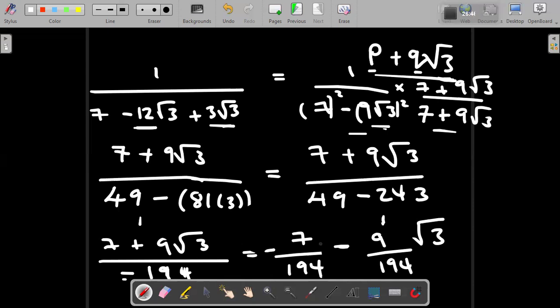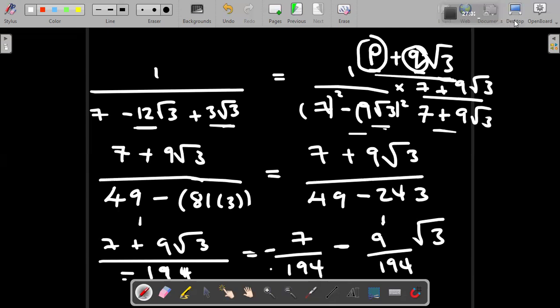9 over 194. So from here, there's nothing that can divide into both 7 and 194 without leaving a remainder. Same for 9 and 194 plus q root of 3. Since they said p should be a rational number and q a rational number, I can see that both my p, negative 7 over 194, and my q, negative 9 over 194, are rational numbers. So I've gotten my form, and that's how you answer that question.